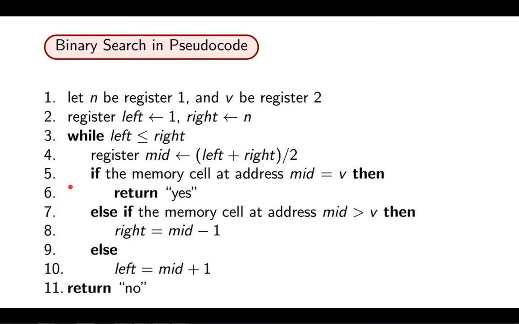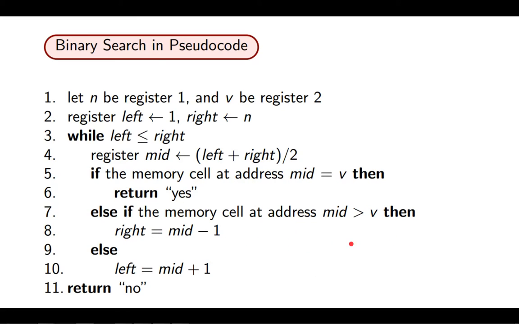So we head down to the if statement now: if the memory cell at address mid equals v, then return yes, it does exist. Else, if the memory cell at address mid is greater than v, then we adjust the right pointer. So now the right pointer is equal to mid minus 1. We've now disregarded that side.